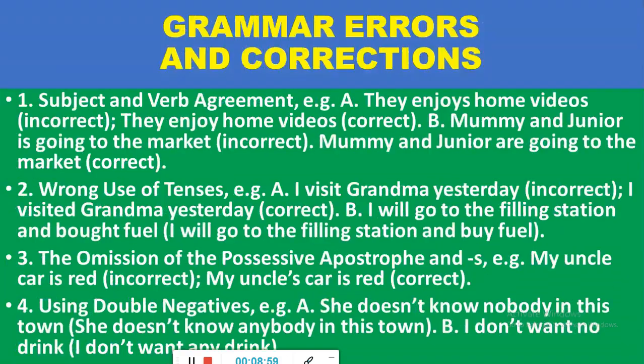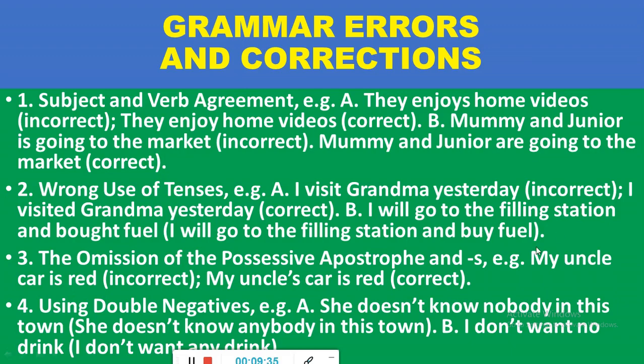Now, the fourth one is using double negatives. It's an error that occurs as a result of using double negatives. For example, she doesn't know nobody in this town. Of course, you may hear some people use such expressions in informal conversations, but it is completely incorrect in terms of grammar. She doesn't know nobody in this town.